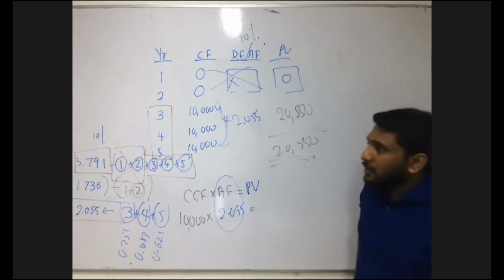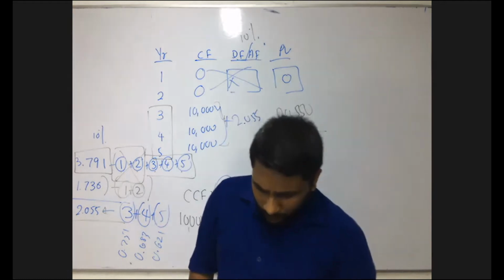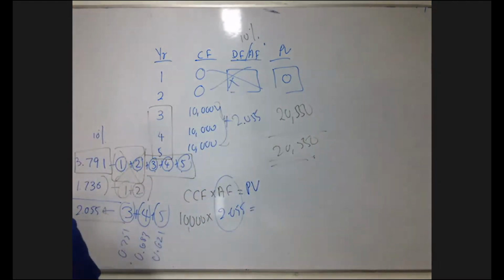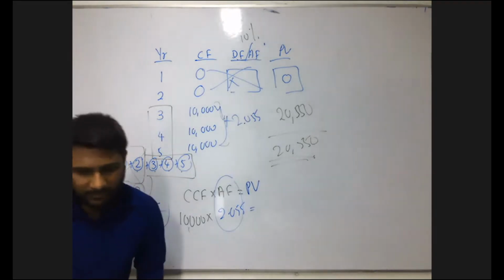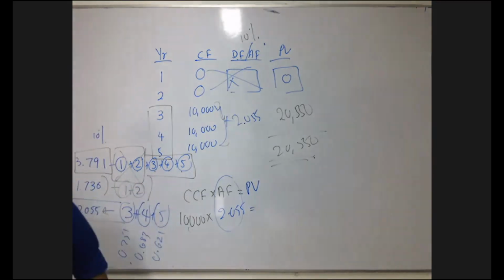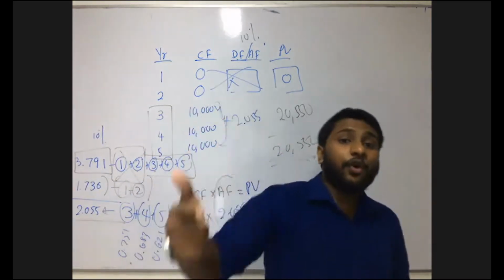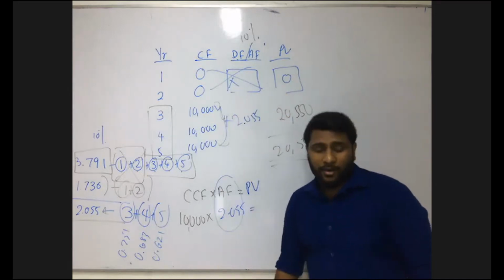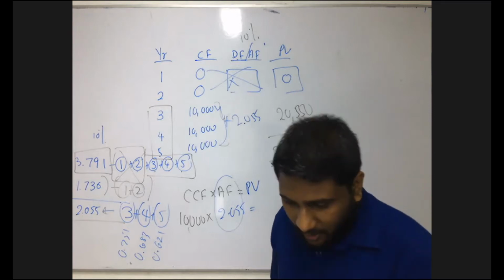Guys, for this question, can you use annuity factor? Tell me, is it a yes or no? Yes, correct. You can use annuity factor, but only for year 3, 4, and 5. For the first 2 years, you have to use the discounting factors. Quickly finish off the question.